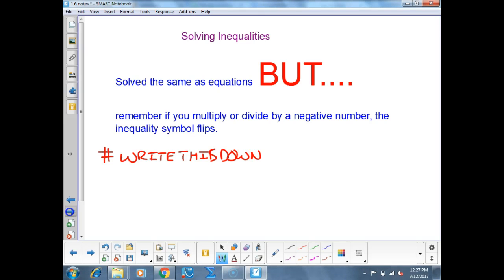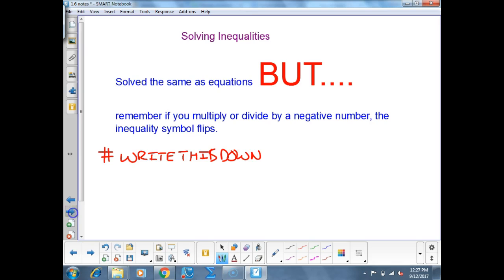Okay? So if it was less than, it becomes greater than. If it was greater than or equal to, it becomes less than or equal to. Okay? Totes important. Okay? Totally important. Okay? Know that. Well, last year it was hashtag know this. I see that now. This year it's hashtag write this down. Okay? Alright? We ready?